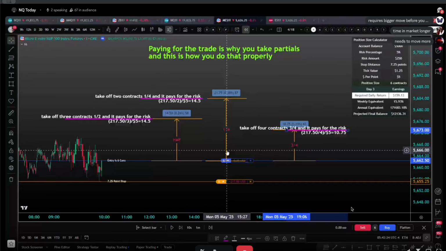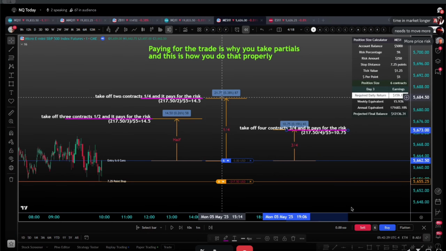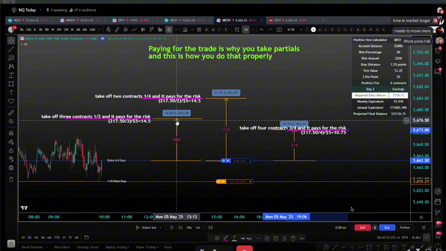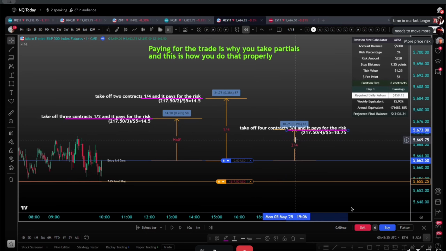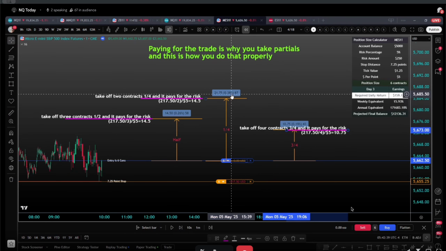It has to go further before taking the risk off. So this has to move 21 handles on ES, not on NQ, 21 on ES versus 14 versus 10. So we know that this one makes the most money, but it also has a possibility of losing. If we take a fourth of the contracts, so this is 6 contracts, but if we take 2 off, we have to wait farther to take that 2 off. So we're exposed to that 217 longer.